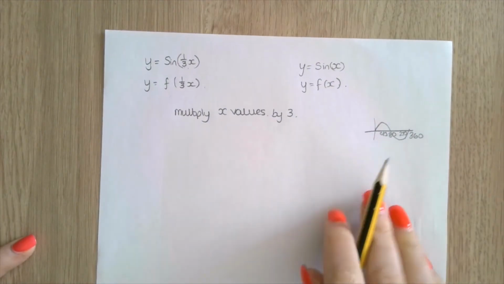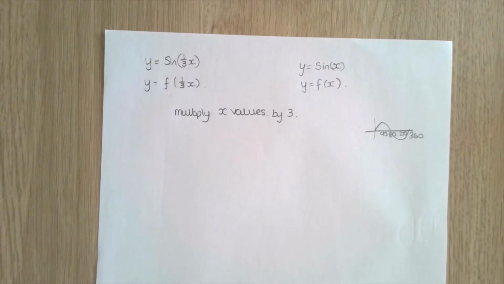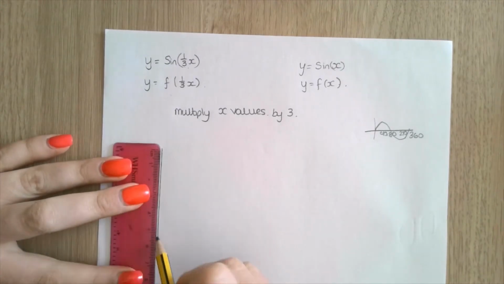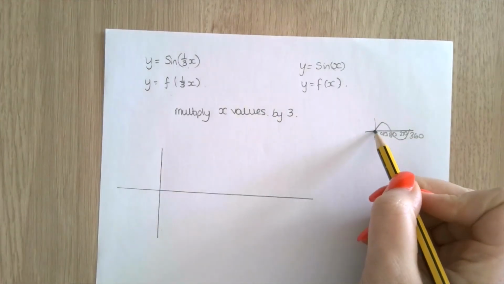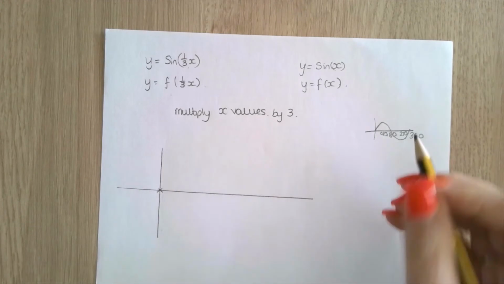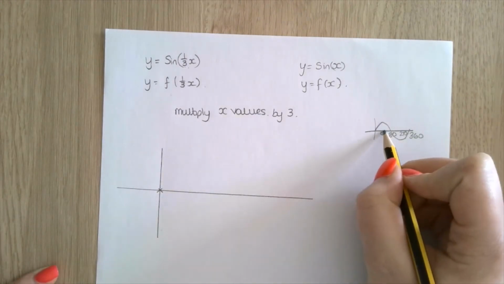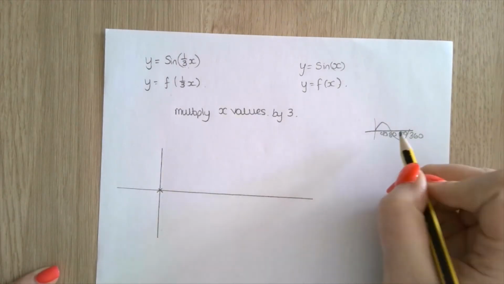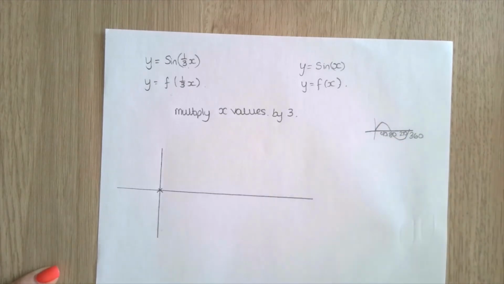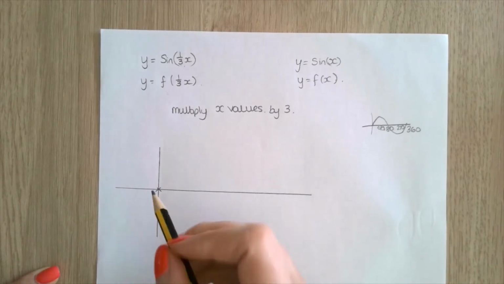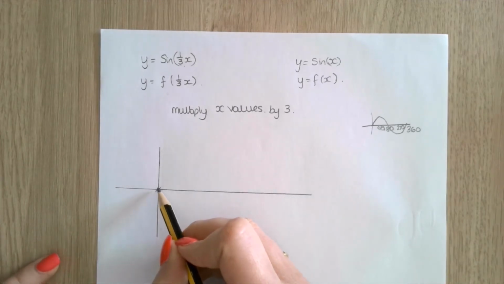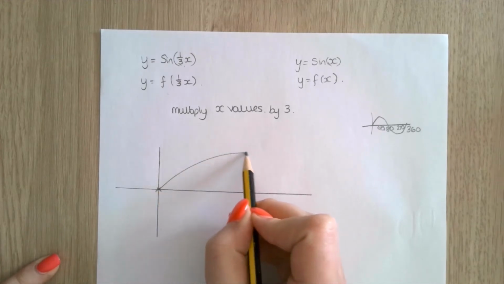My sketches are getting worse and worse as the video goes on. On my transformed sketch, 0 times 3 is going to stay at 0. 90 times 3 gets me 270. 180 times 3 gets me 540. Now, in my other sketches I've only gone up between 0 and 360, so I'm going to stay with that. So this graph is going to look like this.